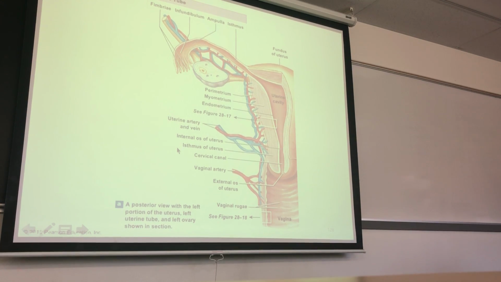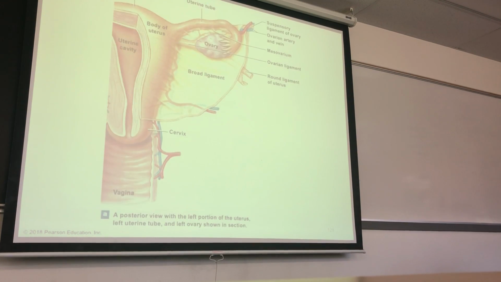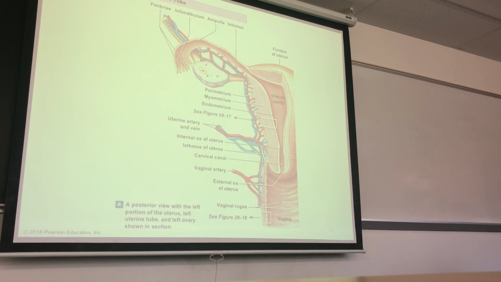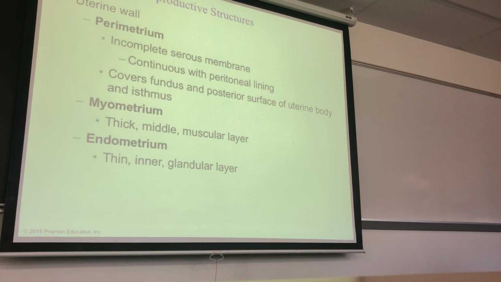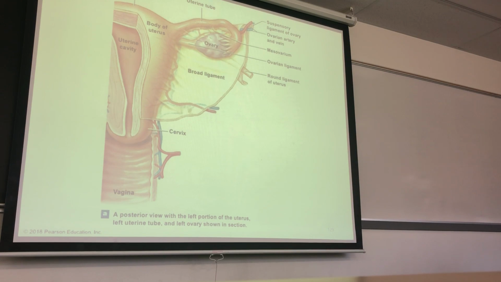All right, so here, let's see. All right, that's not a great picture. Here's the round ligament. So you will see this picture in lab. There's the round ligament right there. You can also see the ovarian ligament. You can also see the suspensory ligament and the broad ligament. This is the external os, the opening into the cervix.